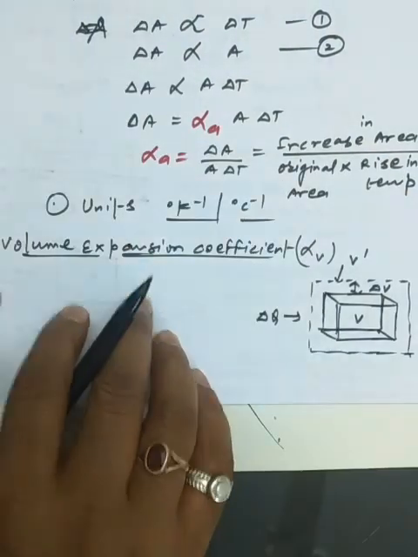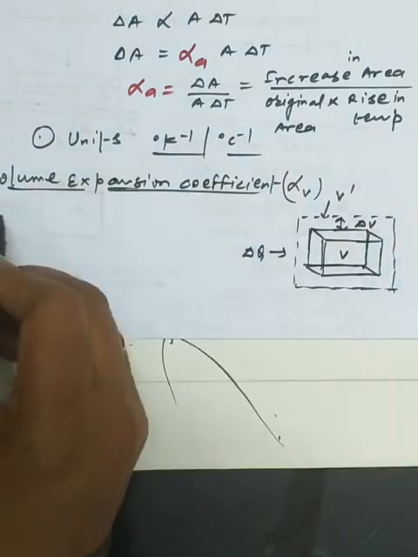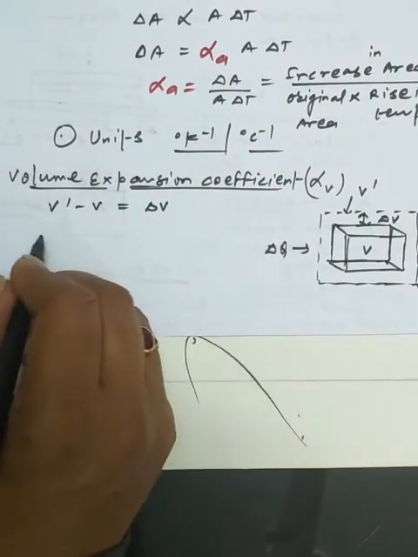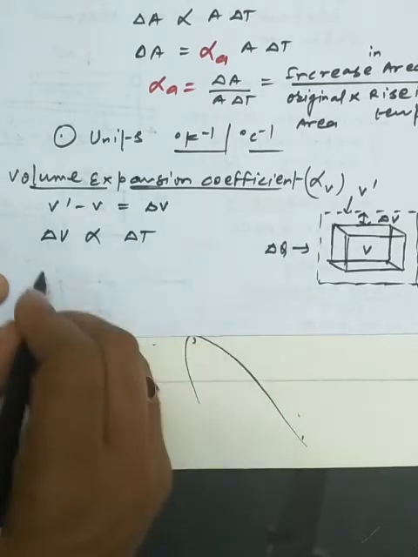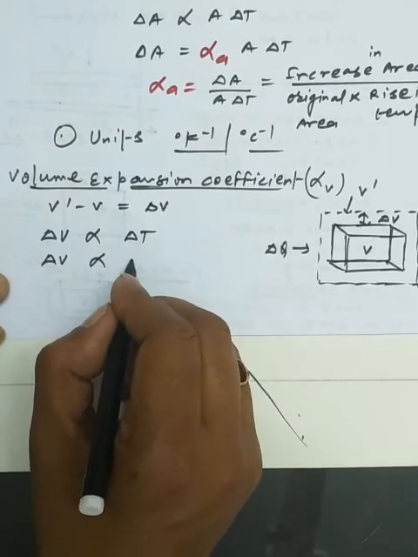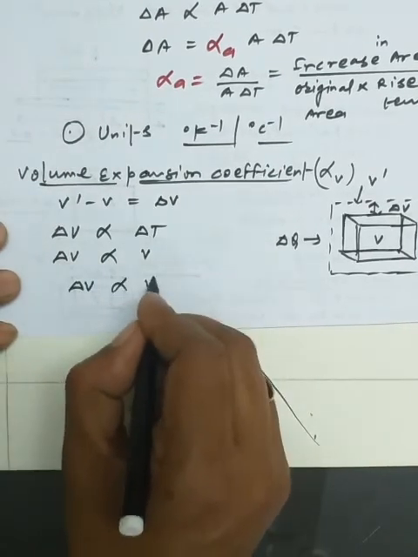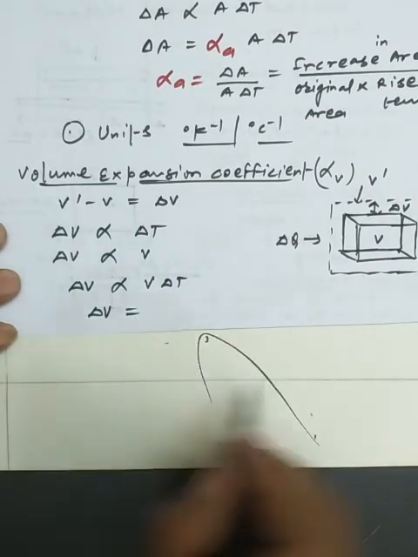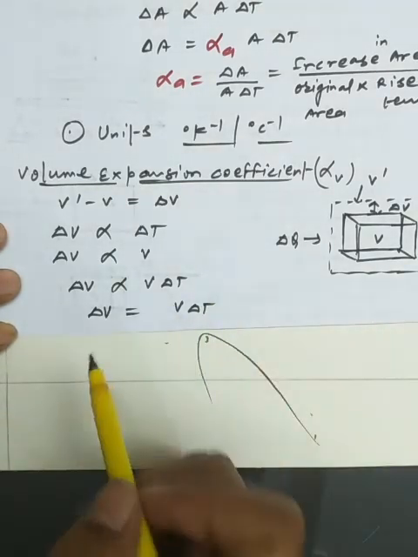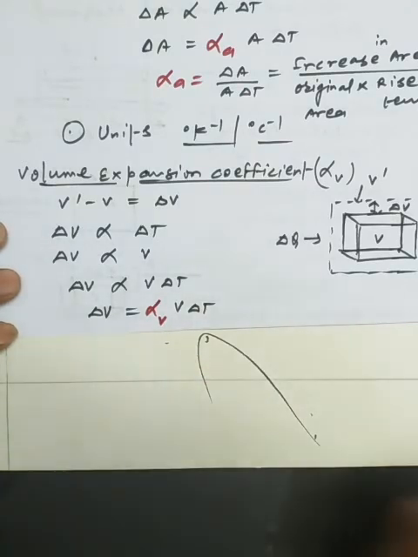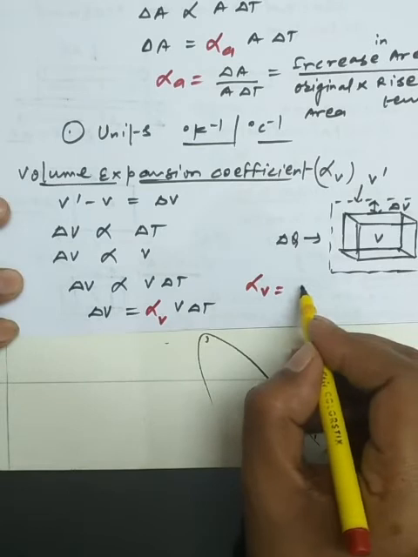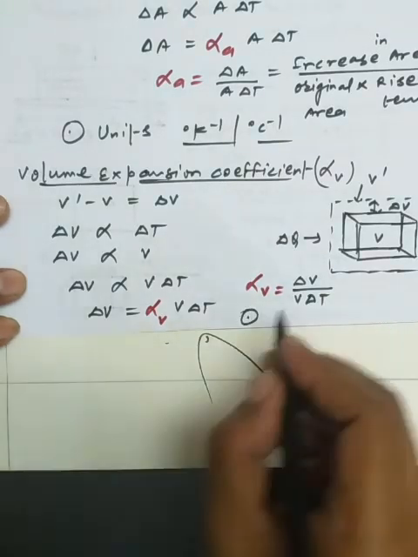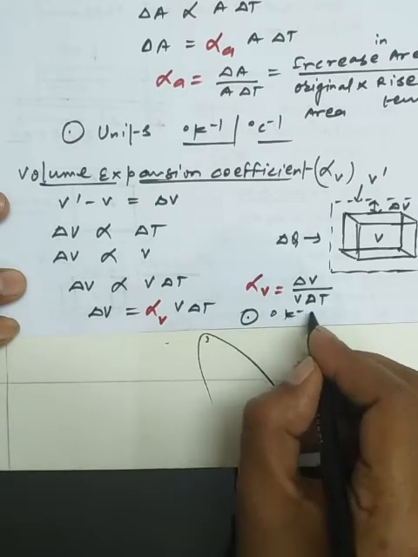We use the same pattern, v dash minus v, which is delta v, the increase in volume. Delta v is directly proportional to delta t, and also directly proportional to the original volume. So delta v is directly proportional to v delta t. Removing the proportionality, I write it separately so you can easily understand: alpha v is delta v upon v delta t. The possible unit is Kelvin inverse.